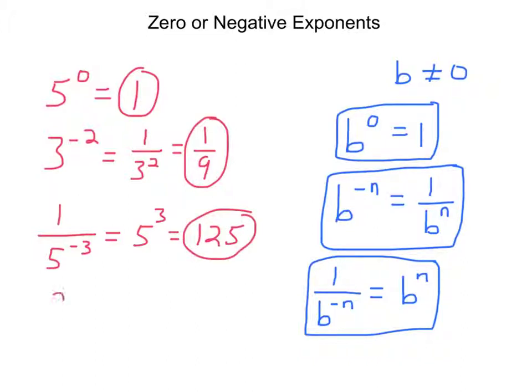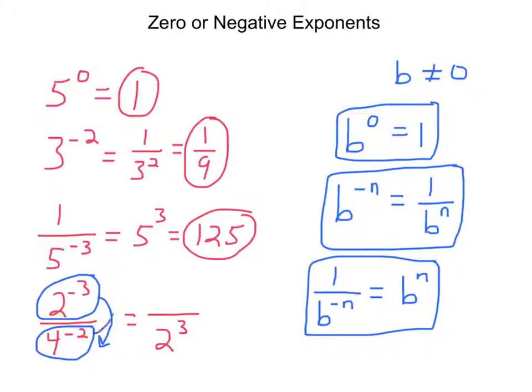Now let's say we had 2 to the negative third divided by 4 to the negative 2. Now, because of these two properties here, what it basically allows us to do is take something with a negative exponent in it, and we can move it down to the opposite location and make it a positive exponent. So that 2 to the negative third will become a 2 to the positive third in the denominator. And similarly, this 4 to the negative 2, if we move it to the opposite location that it's in currently, it would become 4 to the positive 2.